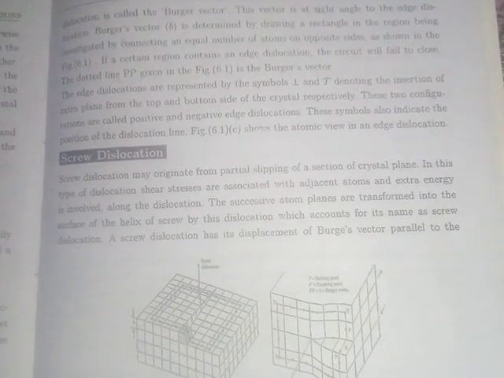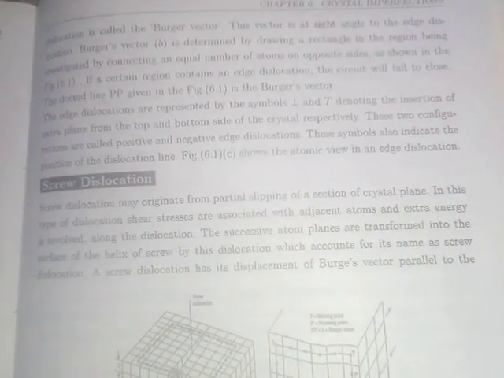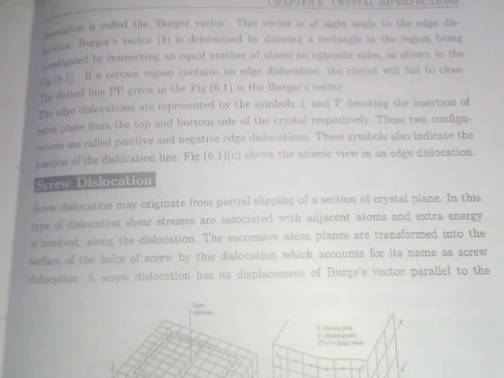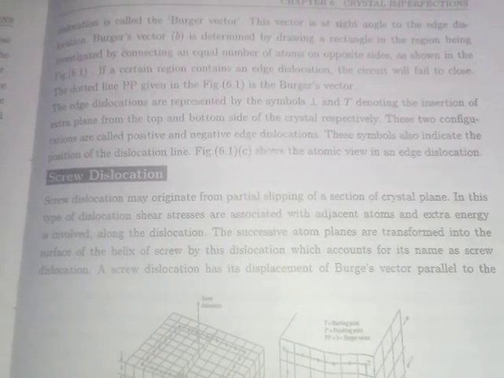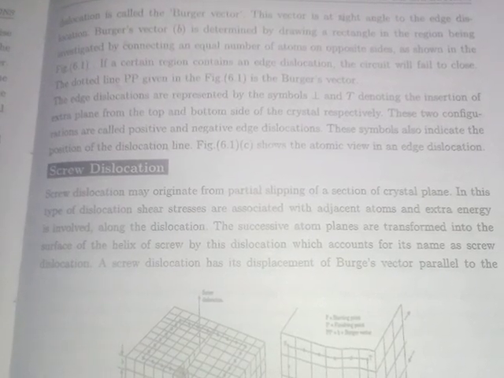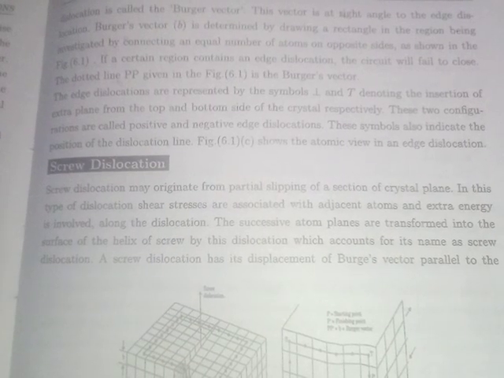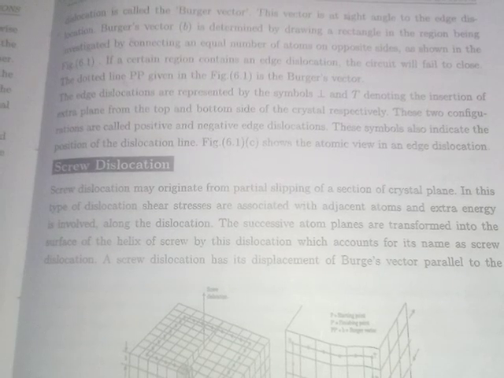The edge dislocations are represented by the symbol perpendicular and T denoting the insertion of extra plane from the top and bottom side of the crystal respectively. These two configurations are called positive and negative edge dislocations. These symbols also indicate the position of the dislocation line. Fig 6.1c shows the atomic view in an edge dislocation.